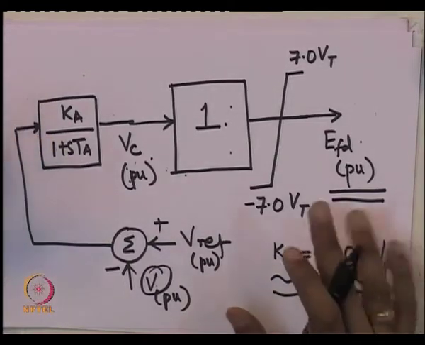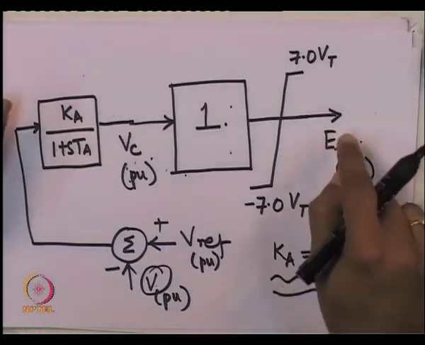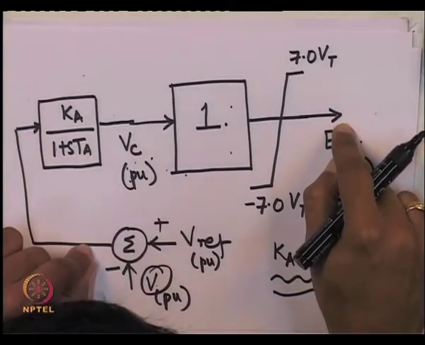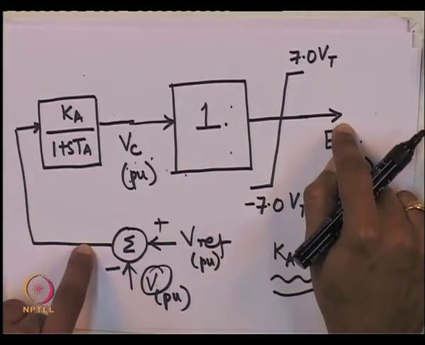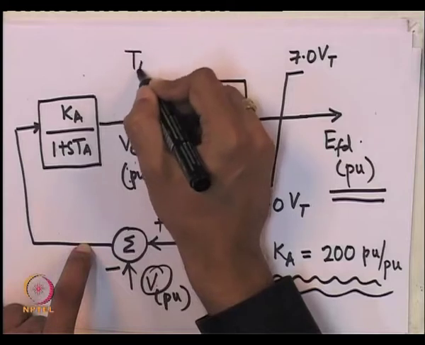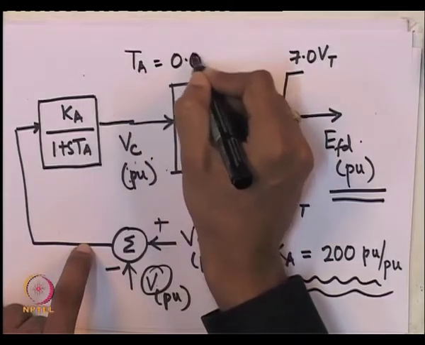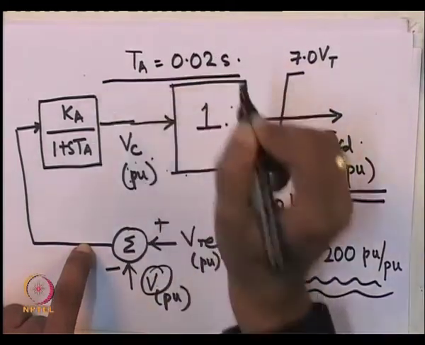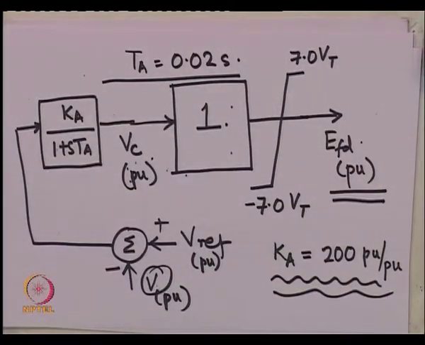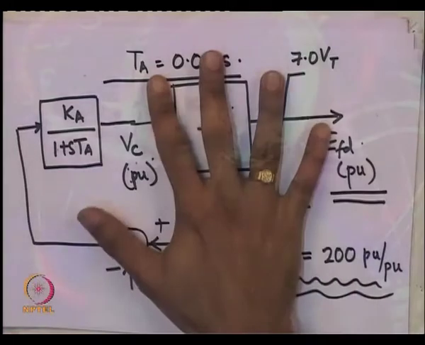Okay. It is usually kept quite high, so that to get a value say of EFD 1 here, the amount of steady state error required here is very small. Okay. Remember that now, this TA is usually very small, of the order of 1 cycle, say 20 milliseconds. So, this is the block diagram of excitation system with just the regulator included.